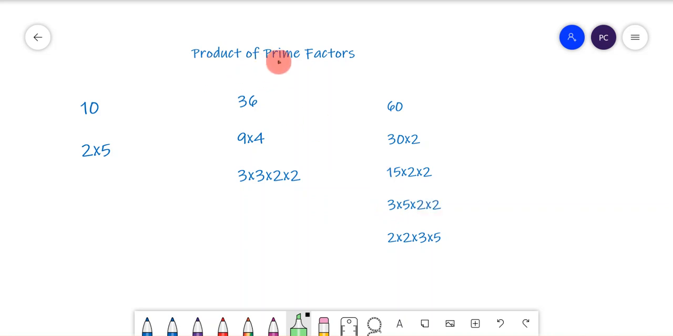Okay, and this is the product of prime factors. And what we can do is arrange these in ascending order. So 2 multiplied by 2 multiplied by 3 multiplied by 5. And this here is the product of prime factors for the number 60. So that's product of prime factors and how to take a number and get the product of prime factors for that number.